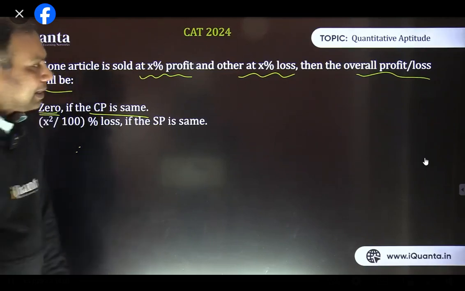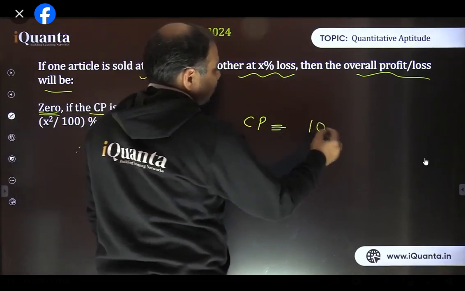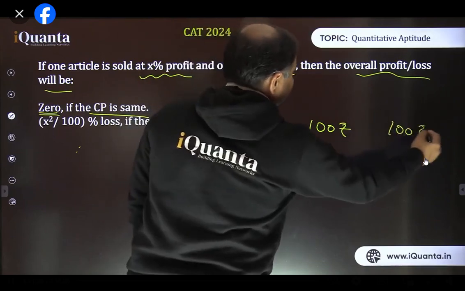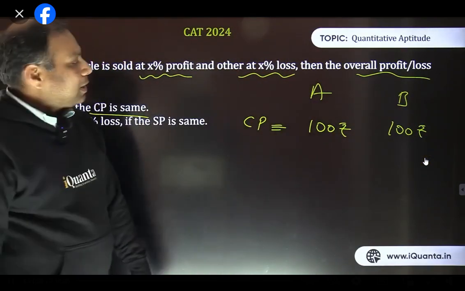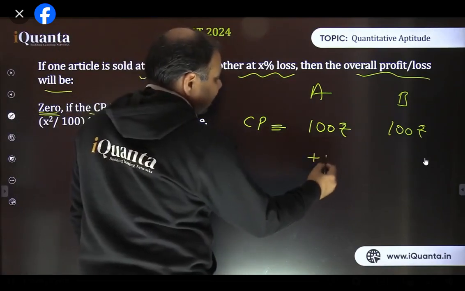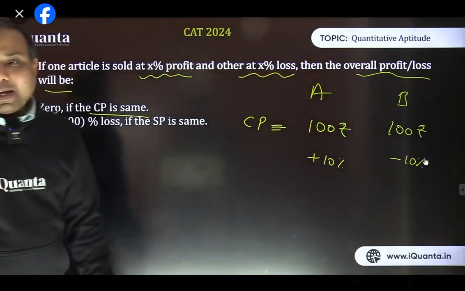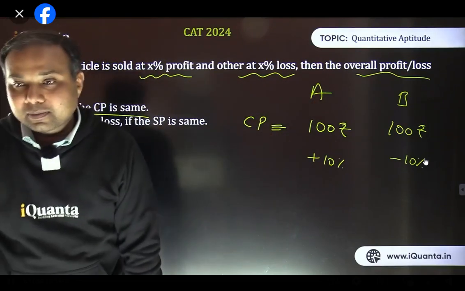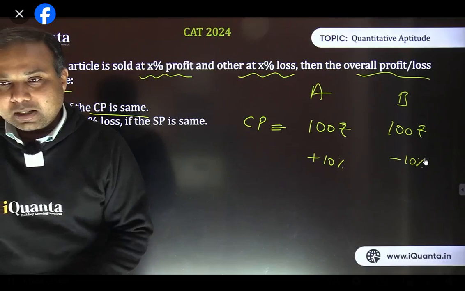If CP is same. For example, let's say there are 2 articles, article A and article B, both having a cost price of 100 rupees. Now, one article is being sold at, let's say, 10% profit. The other one is being sold at 10% loss. Can you tell me how much will be the overall profit or loss percent?